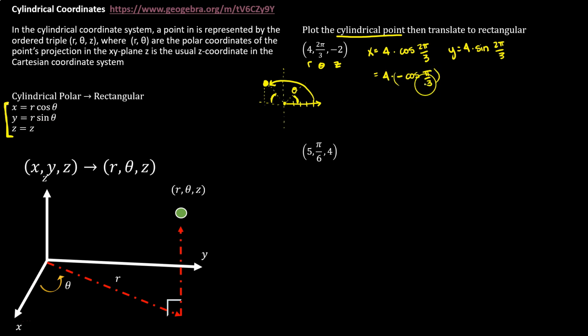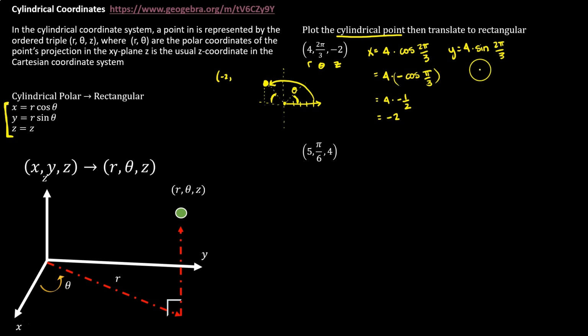The reason I'm going to do that is because I've been able to memorize the values of cosine in the first quadrant, but I can't bring myself to memorize the values in quadrant 2, 3, or 4. So I use everything I know from quadrant 1, and then I apply it by adjusting with a negative or a positive, depending on where I'm at. So cosine at pi over 3 is equal to 1/2. So I would have 4 times negative 1/2. This works out to be negative 2. So the x value for this point is negative 2.